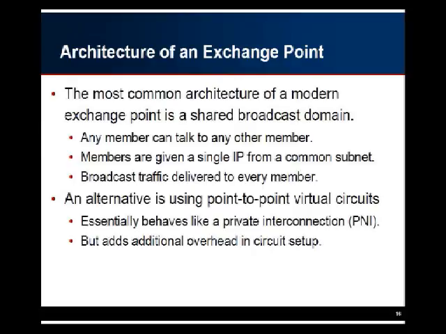So the most common architecture of the modern exchange point is that there's a shared broadcast domain. And that leads to a lot of the complications in terms of operational complexity to prevent excessive broadcast and security issues, because all the broadcast goes to everybody.